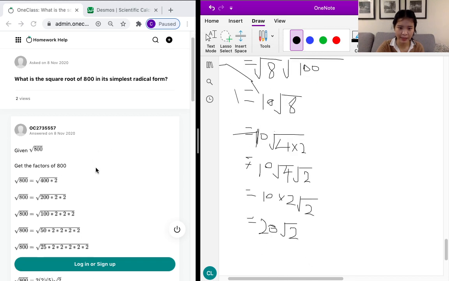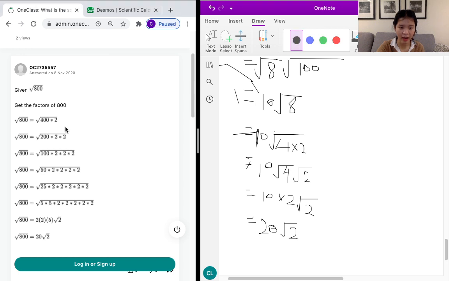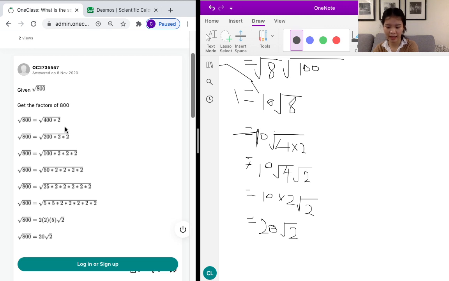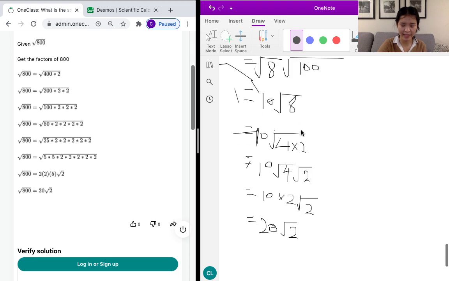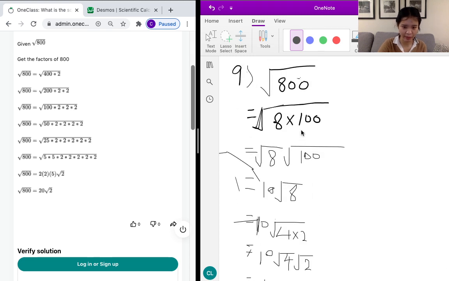Okay, let's look at our sample solution over here. They did it the hard way, or probably the easier way, but the way that requires more steps. They just did it by using prime factorization, starting with the smallest prime factor. In the end, we got to the same answer, but the way that we did it requires fewer steps than the way that the sample solution did it.